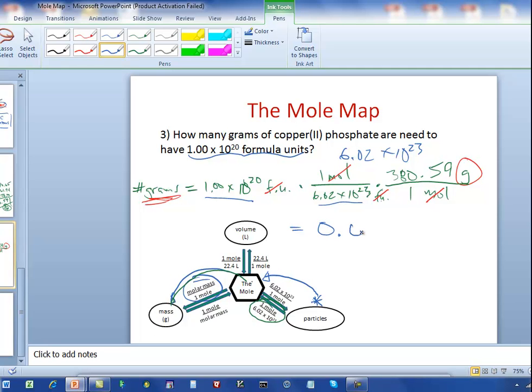I'm getting 0.0632. We've got 3 significant figures in the number we were given, so we can keep 3 significant figures here. And that's grams. And there we go. If you made it all the way to that point, man, you're doing great.